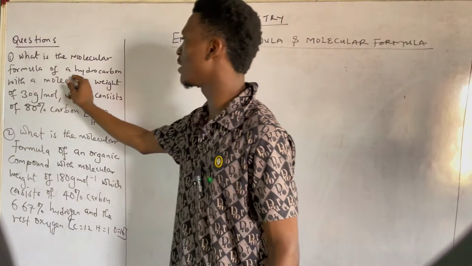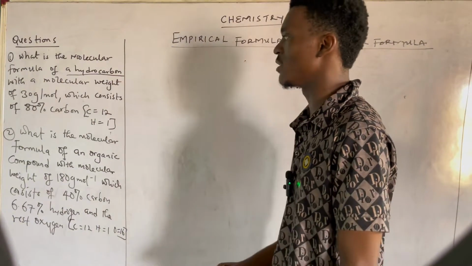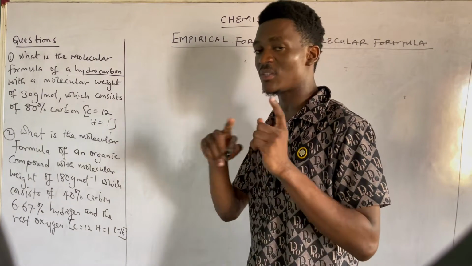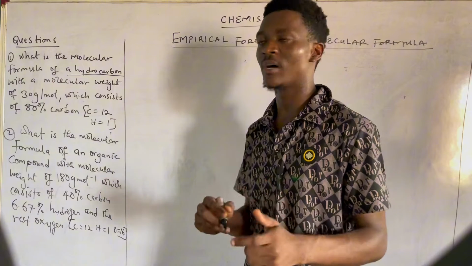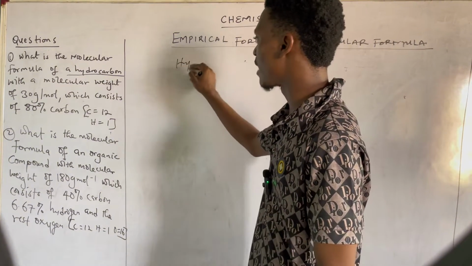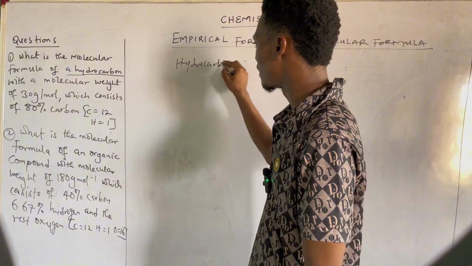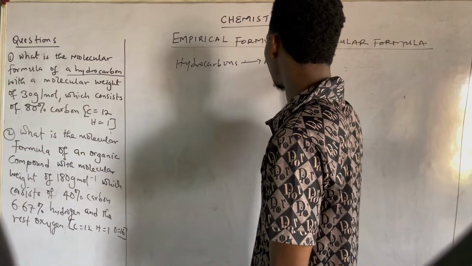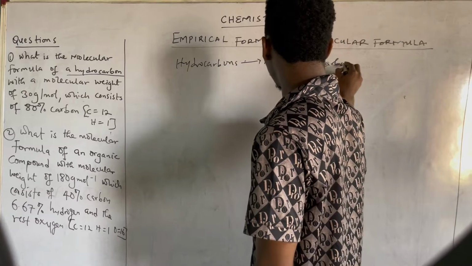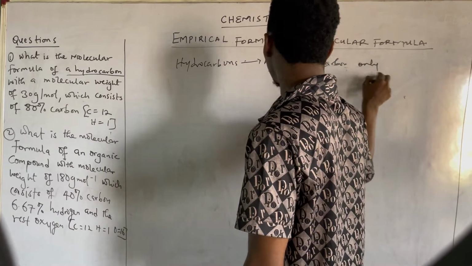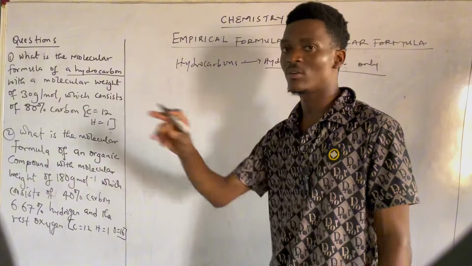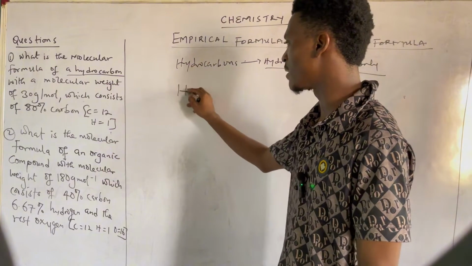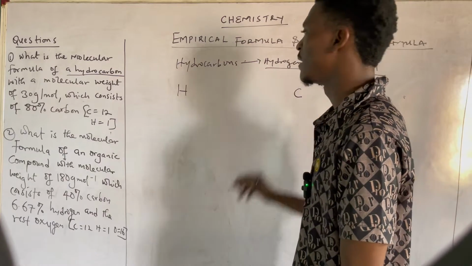First and foremost, the compound mentioned was a hydrocarbon. You are aware from my previous video lesson on hydrocarbons, where I said that hydrocarbons are compounds that are made up of hydrogen and carbon only. So it means that in this compound we are going to have just two elements, hydrogen and carbon.